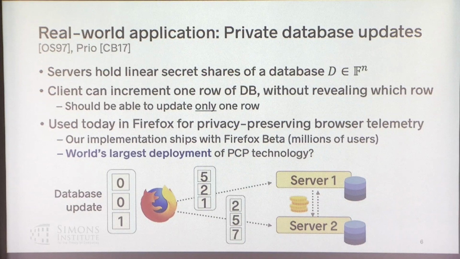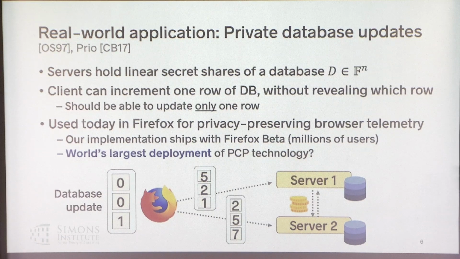And this will have the effect of incrementing the secret shared database by 1. We'd like to be guaranteed that even if the client cheats, even if the client sends garbage to the servers, the client should only be able to update 1 row of the database. So this requires the client to prove to the servers that the updates it sent add up to a low weight vector, a vector of weight 1. So this is a proof on distributed data.